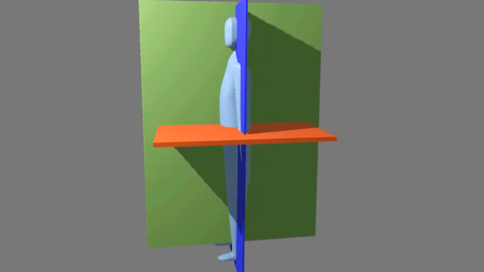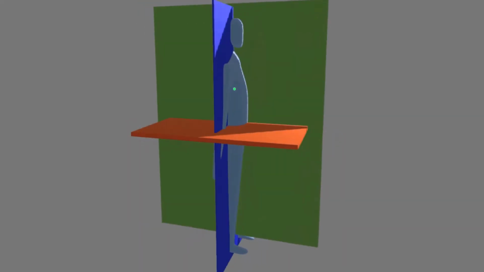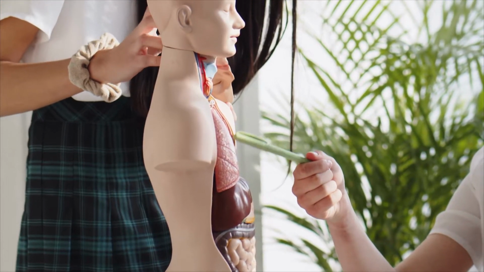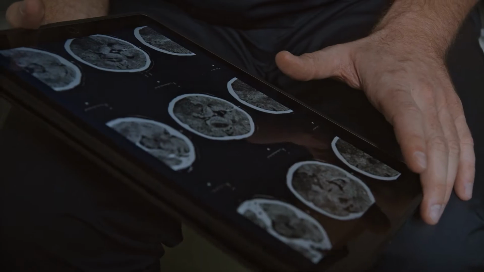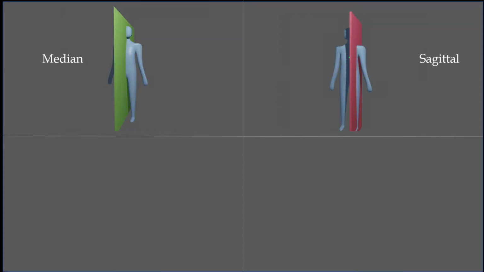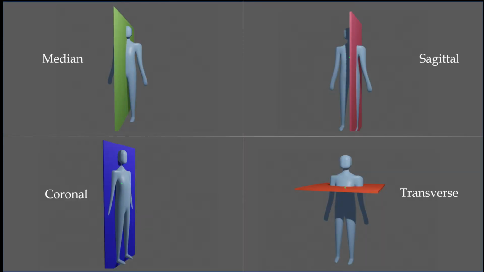Anatomical planes are hypothetical planes that divide the body into sections. They help in studying the structural arrangement of organs and also in surgical planning. There are 4 imaginary planes that are applicable to a body in the anatomical position: median, sagittal, coronal, and transverse.